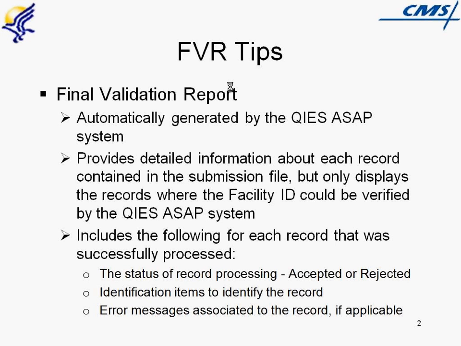The report provides detailed information about each record contained in the submission file. It only displays records where the facility ID could be verified by the KEYS ASAP system. For each record processed, the report includes the status of the record processing, accepted or rejected, identification items to identify the record, and error messages associated to the record if applicable.